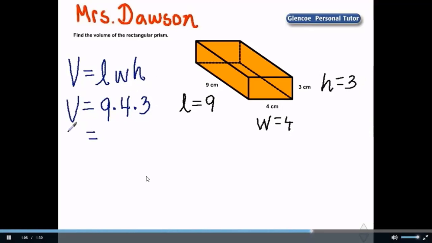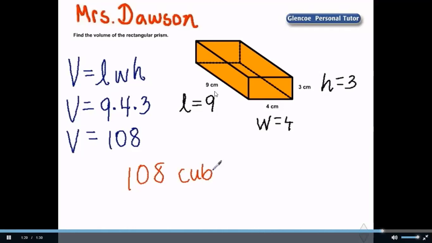Maybe not so fast. So that means that 9 times 4 times 3 gives you a final answer of 108. She's going to label it the long way. She's going to label it as cubic centimeters. You don't have to write cubic centimeters. You can just write cm to the 3rd power.